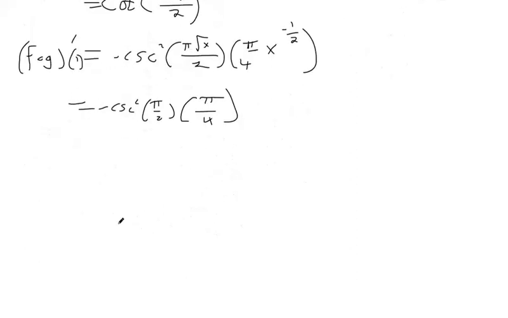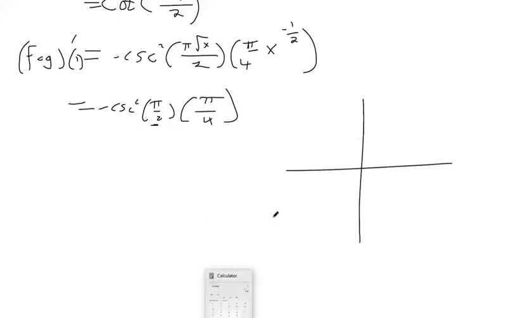So we need to know what cosecant of pi over 2 is. If you're not sure how to do that without a calculator, pi over 2 is in radians. You can convert that to degrees by cutting the pi and multiplying by 180. So that should make 90. So this is a 90-degree angle.